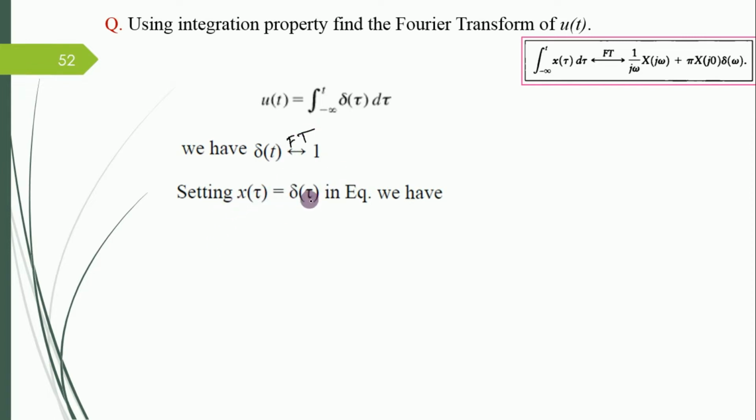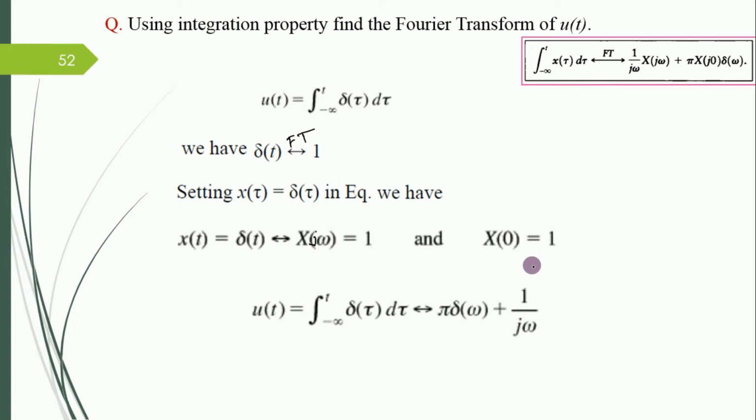Setting x of tau equal to delta of tau in the equation, we have X of j omega equal to 1. Okay, X of j omega is equal to 1, and capital X of 0 is equal to 1 because it's a delta function. So using these two things in the formula that has been mentioned, in place of X of j omega, I substitute 1. So what is left? 1 by j omega is left.